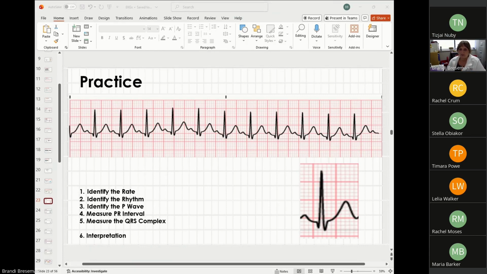What's our P wave look like? Present and upright. Okay, present, upright, and in front of every QRS. That will be important later, so don't forget that third part. Present, upright, and one in front of every QRS. Okay. What's your PR interval?